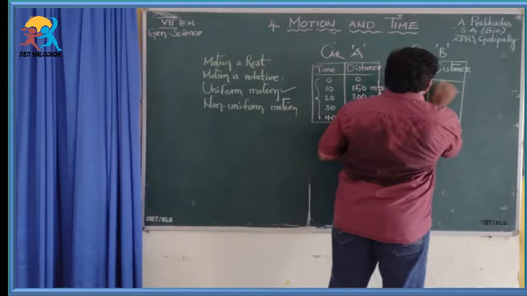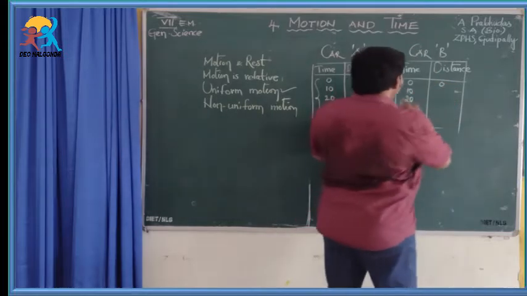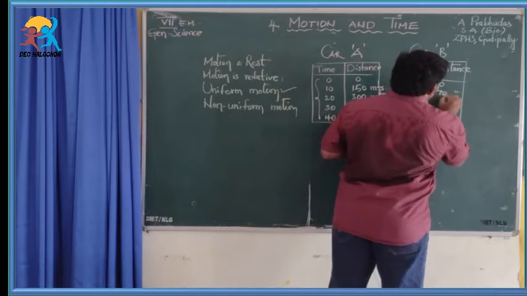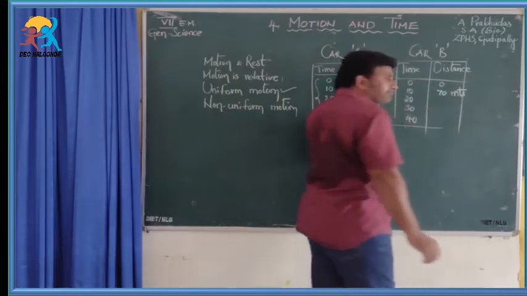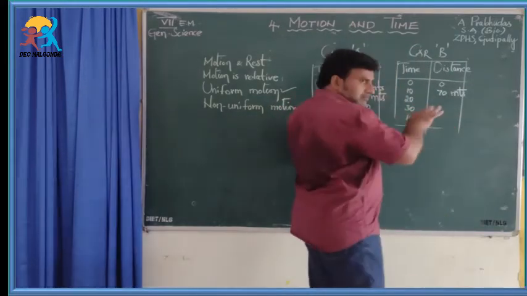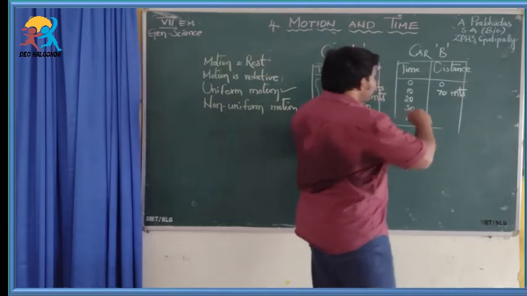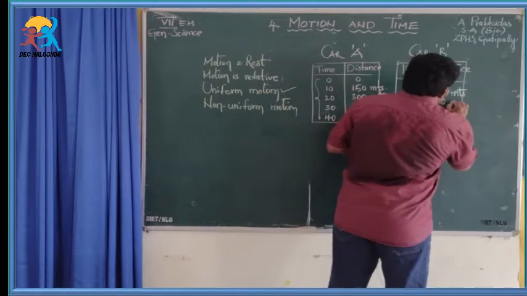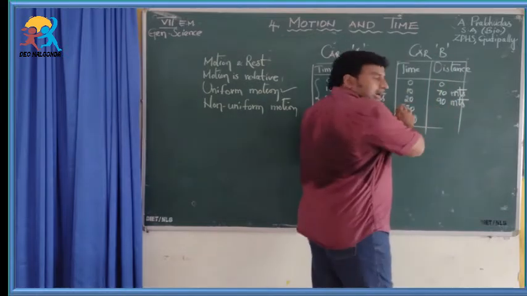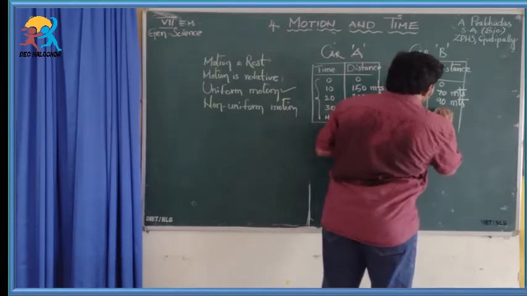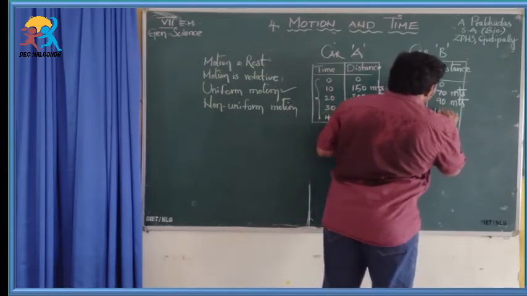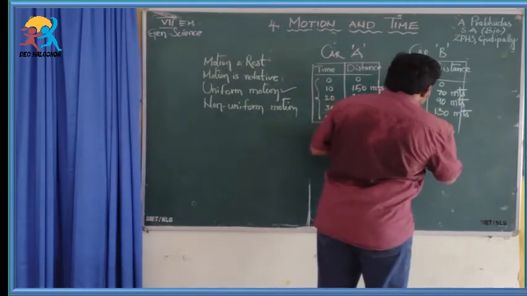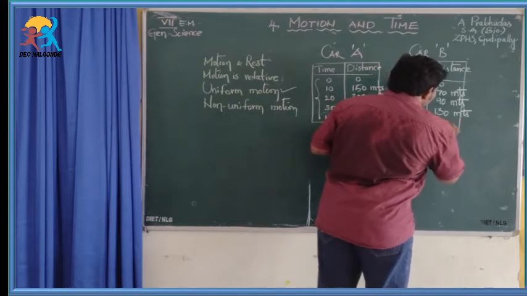For example, at 0 seconds the distance travelled by the car is 0, and after 10 seconds let us assume the car has travelled a distance of 80 meters. After 20 seconds, if you take the difference, it comes to 10. So it comes to 90 meters. And again after 10 seconds the distance travelled by the car is, for example, 130 meters.